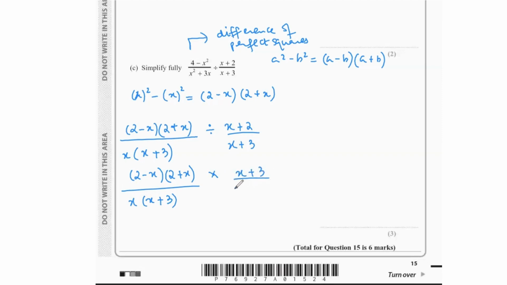So now it's x plus 3 over x plus 2. As you can see, 2 plus x and x plus 2 are exactly the same, because when we're adding them, the order doesn't matter. So we can just cancel them out. X plus 3 gets cancelled out as well because x was being multiplied by x plus 3. And like I said before, when we're multiplying things, we can cancel them out, like in a fraction. But if we're adding or subtracting them, you can't cancel them out. So now we're left with 2 minus x over x. That is your fully factorized or simplified answer.